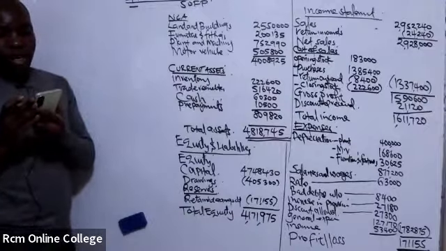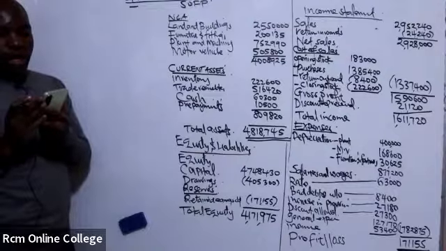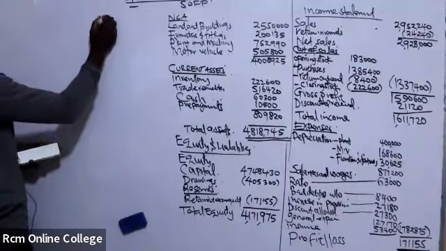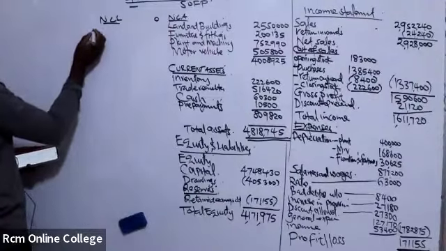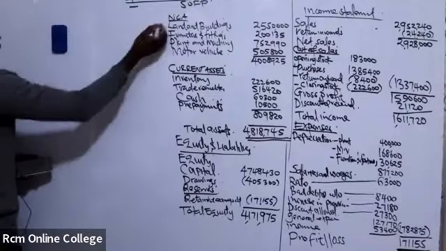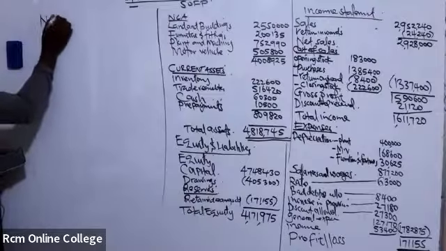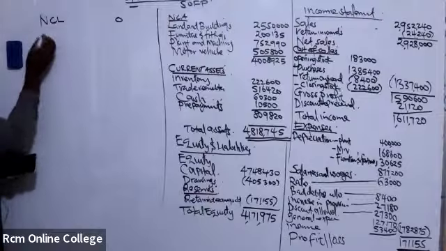Now we go to non-current liabilities. Do we have any non-current liability? I can't see non-current liabilities here. I'm only seeing current liability. So to save on time, non-current liability, there is none. I have 0. Right, so let me go to the current.